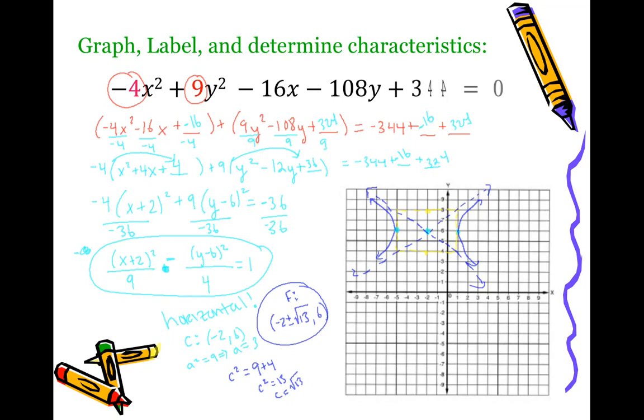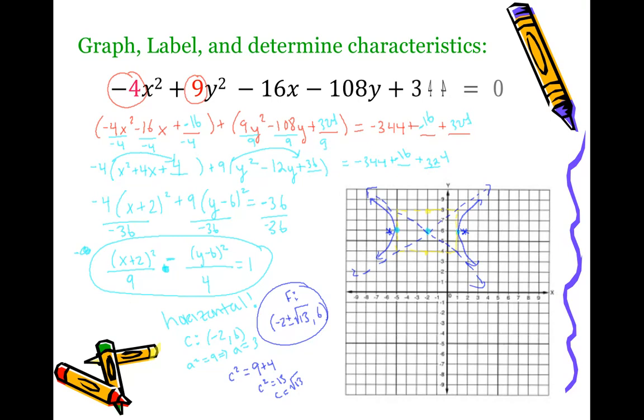So root 13 is going to be what? Somewhere between 3 and 4. So I'm going to go 1, 2, 3, and a little bit. 1, 2, 3, and a little bit. To get to my 2 focus points.